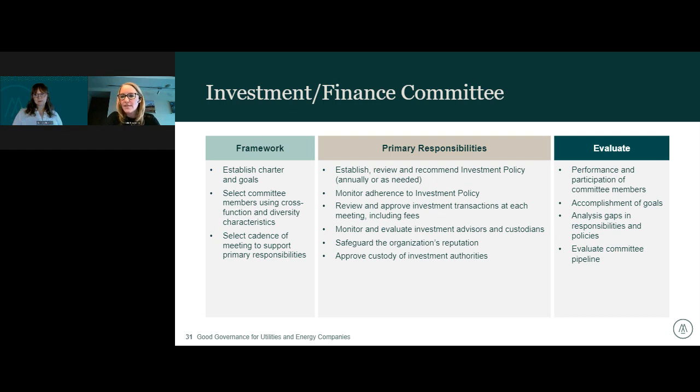However, if there's a lot of activity, what you're going to find is your finance committee is going to be spending a lot of time on the investments piece and not on the other parts of the finance committee. So something to think about as you're putting in committees.